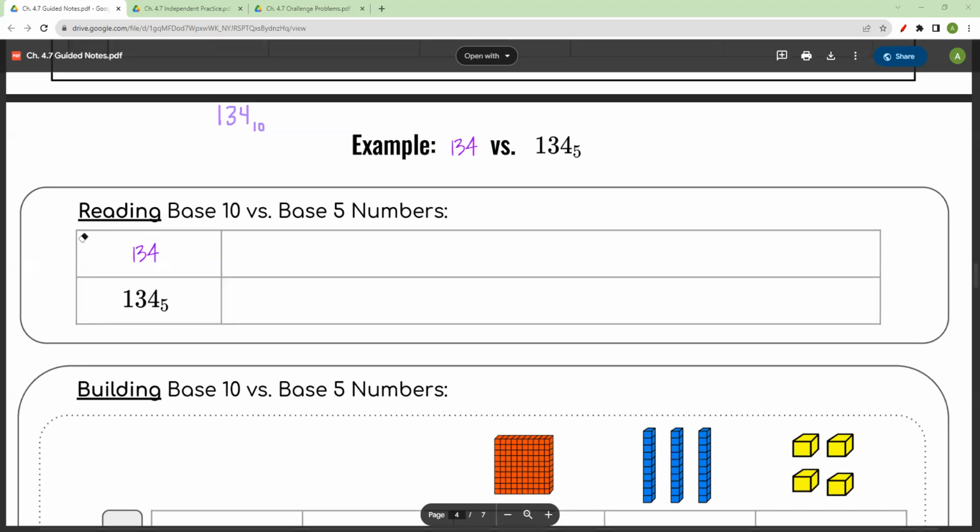So if we're going to write this in word form, I'm going to type it because it'll be faster. This is our base 10 number, so we would say 134. Okay. However, if we're reading a number in a different base system, we of course would read it differently. We would say this is 1, 3, 4, base 5. So maybe take a second and think, why do we say 1, 3, 4 base 5 and not 134 base 5?